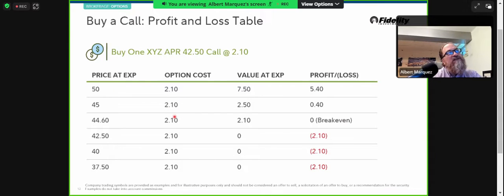If we go up from there, then we start to participate. So $2.10 is still the cost. Now it's actually worth $2.50. So we've made 40 cents.